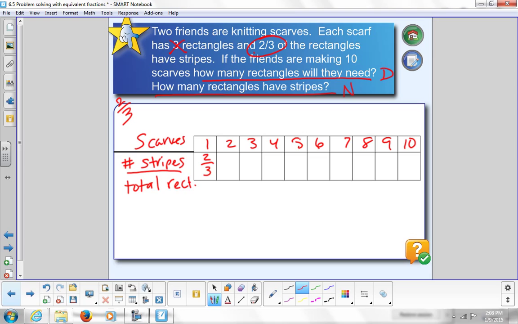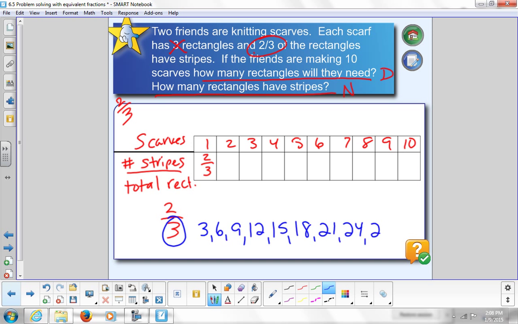Okay, so if I have one scarf, we already know from the problem it has 2/3 of the rectangles striped. Since I'm going up sequentially by ones, I can just multiply the bottom number. So I'm going to take my 2/3, and let's go ahead and do our multiples. So it's 3, 6, 9, 12, 15, 18, 21, 24, 27, and 30, all the way up to 10. These are the denominators of my fractions, and what I do to the bottom, I got to do to the top.